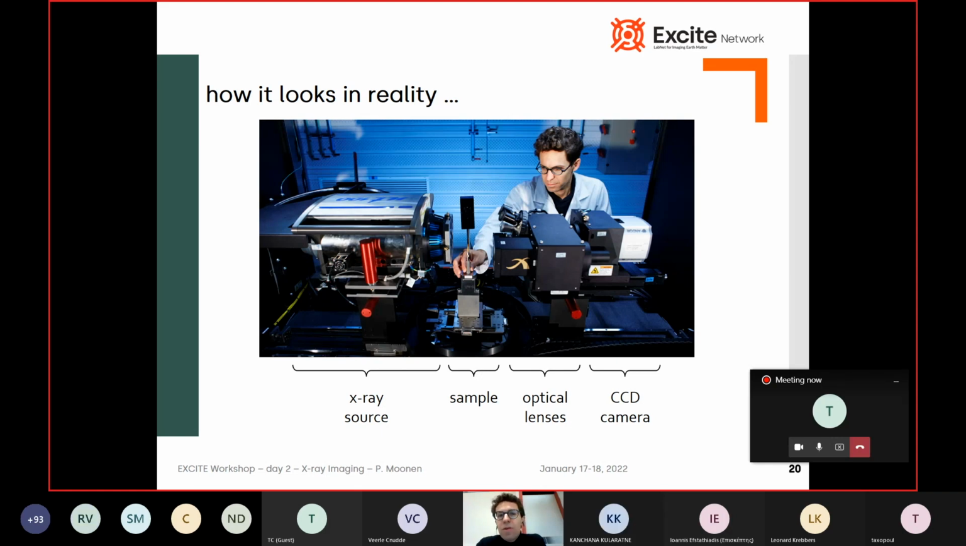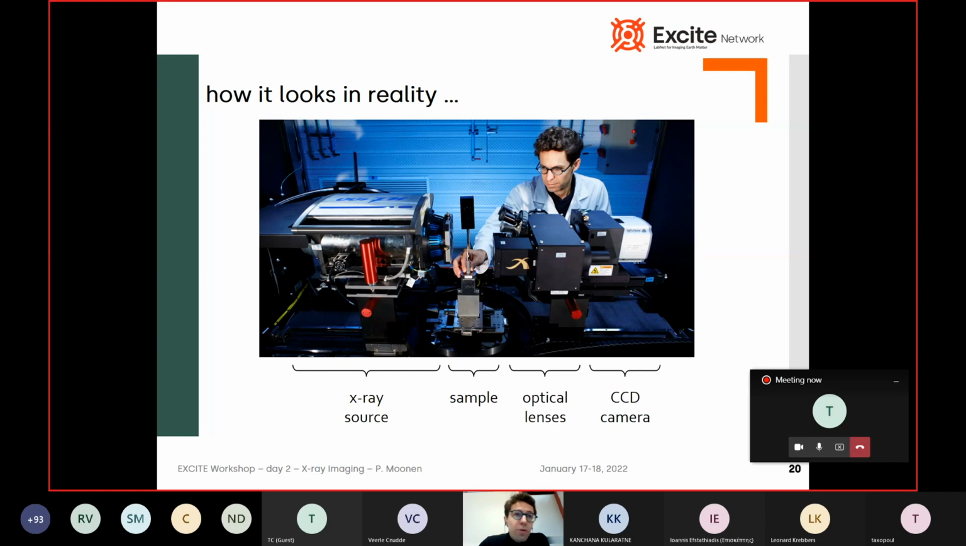Bear in mind that the resolution of your scan is about, let's say, the diameter of your sample divided by 1,000. So on a millimeter-sized sample, you reach a micron. On a 10 centimeter sample, you'll be 10 times bigger, so 10 microns.